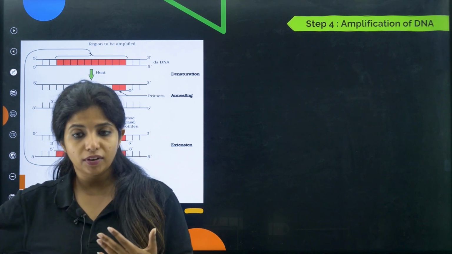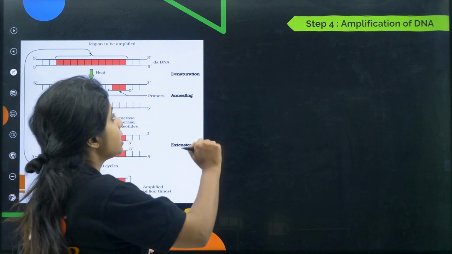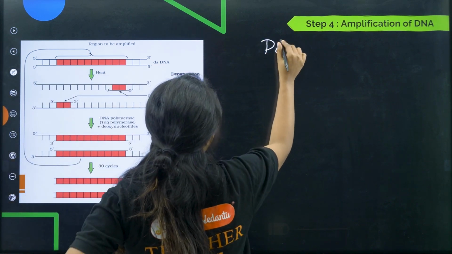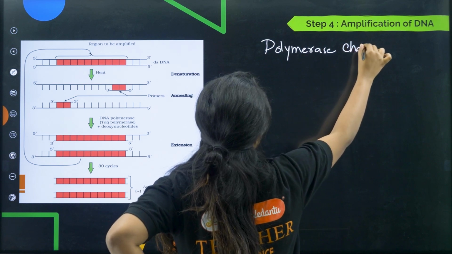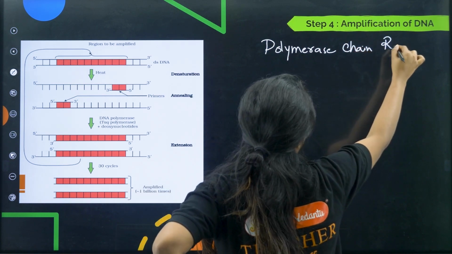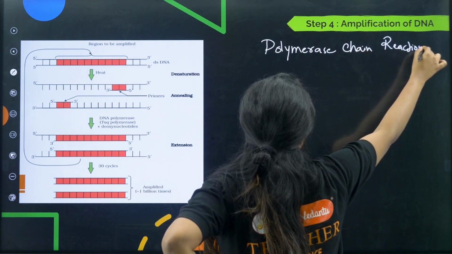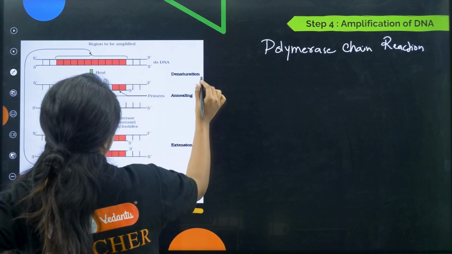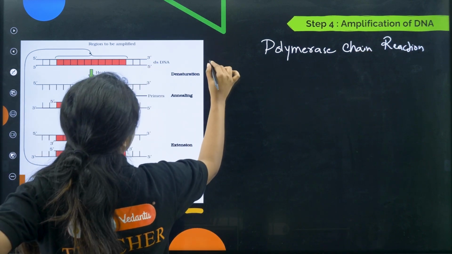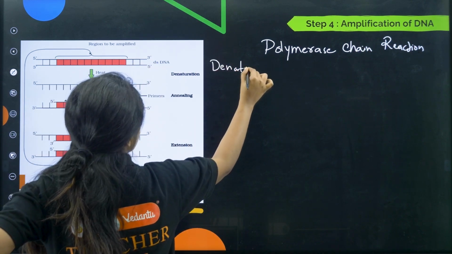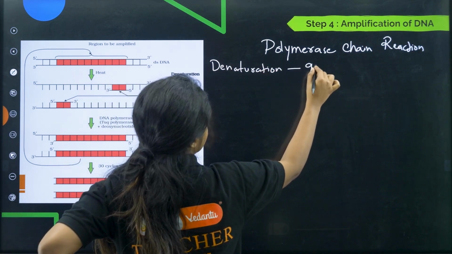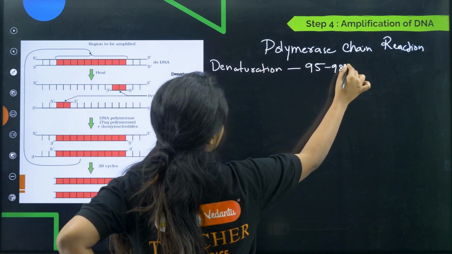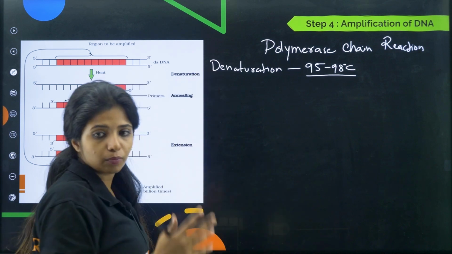So, for DNA amplification, I have a machine which is known as PCR. What do you call this? Polymerase chain reaction. Now, this is the name of the process and also the machine. Over here, the first step that you have is known as denaturation. What do you call it? Denaturation. And denaturation occurs almost at 95 to 98 degrees Celsius, that high, 99 or sometimes it goes.